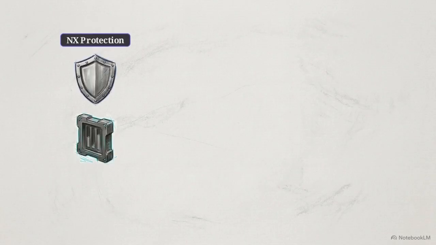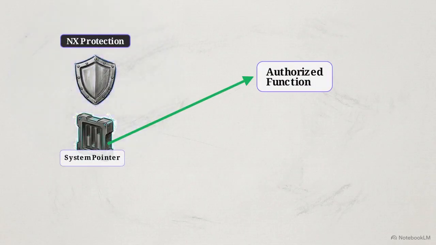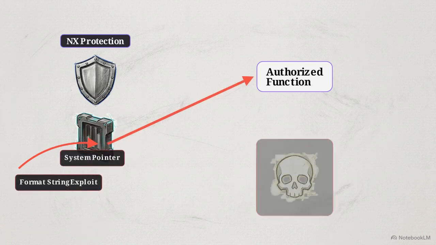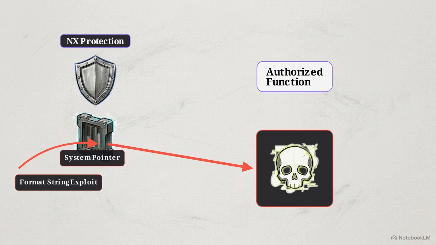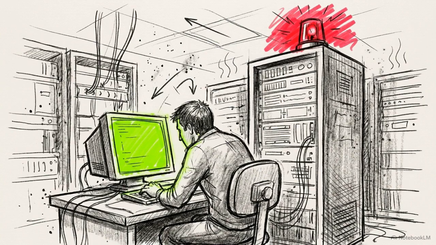Even non-executable stack protections fail here. Attackers bypass these measures by hijacking control flow through existing system pointers rather than executing new data on the stack. Relying on StackGuard as a catch-all memory defense creates a dangerous false sense of security for developers facing pointer-based exploits.